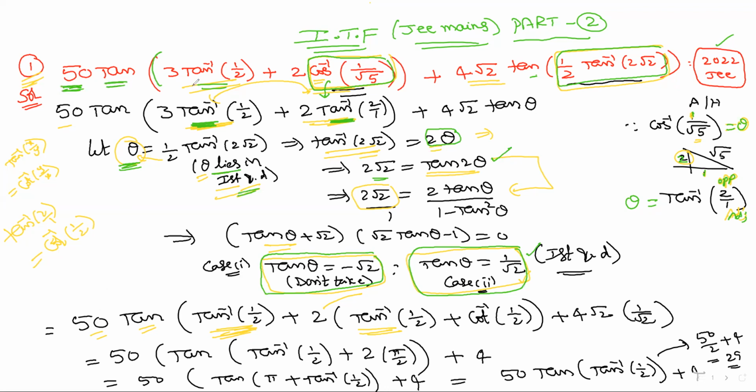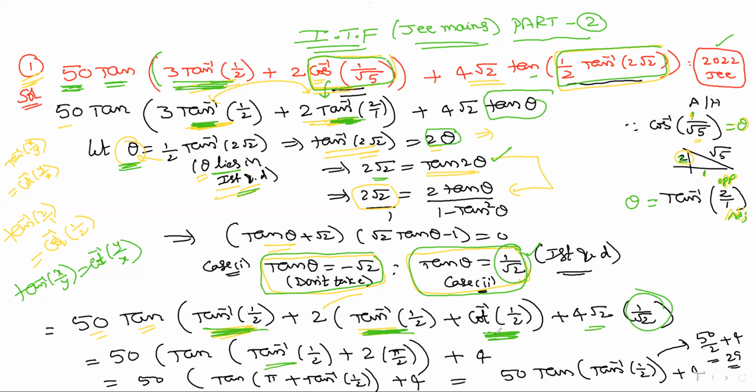50 times tan of 3 tan inverse of 1 by 2 can be written as tan inverse 1 by 2 plus 2 tan inverse of 1 by 2. Plus, tan inverse of 2 by 1 can be written as cot inverse of 1 by 2. We have one formula: tan inverse of x by y is equal to cot inverse of y by x. Plus 4 root 2 times tan theta value, which we have got as 1 by root 2. So 50 times tan of tan inverse of 1 by 2 plus tan inverse of 1 by 2 plus cot inverse of 1 by 2.